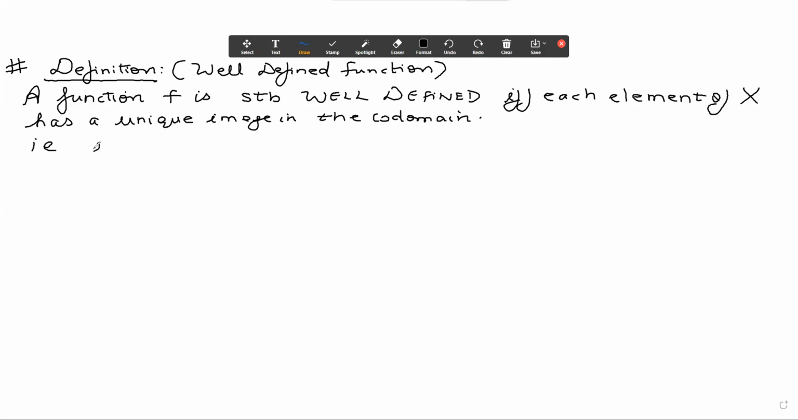That is, if x1 is equal to x2 in the domain, it implies f of x1 is equal to f of x2 in the codomain. So look at the words I am underlining. Each element, unique image. When is a function said to be well defined? First of all, every element of X should be related. And second thing, it should be related to exactly one element in Y.